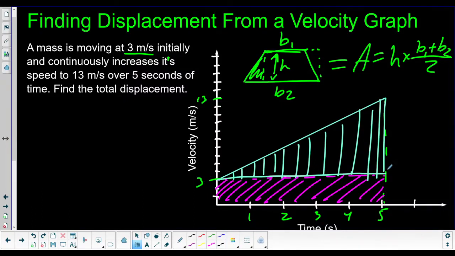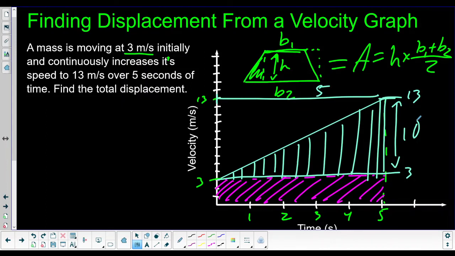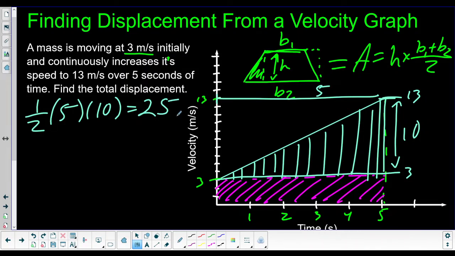The width of this thing is 5. So this width from here to here, that's 5. This height, here's 13, here's 3, so this length here is 10. So the area of this triangle is going to be 1/2 the base of 5 times the height of 10. So 1/2 times 10 is 5, times 5. The area of that triangle is 25.